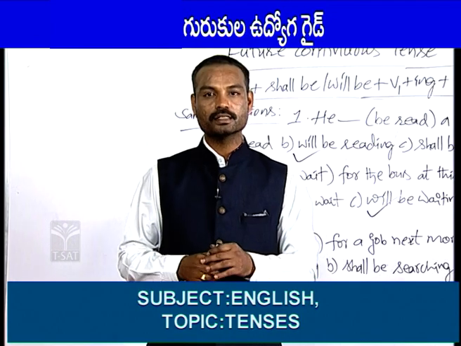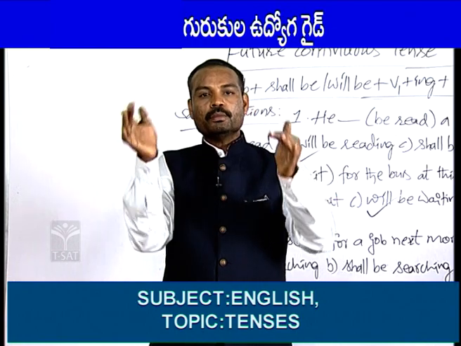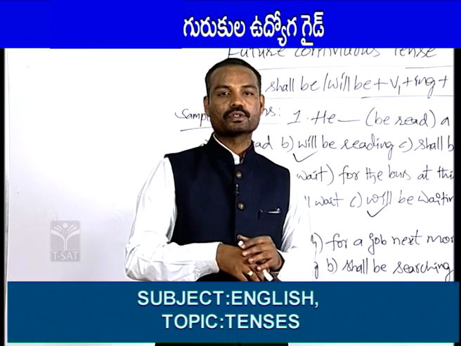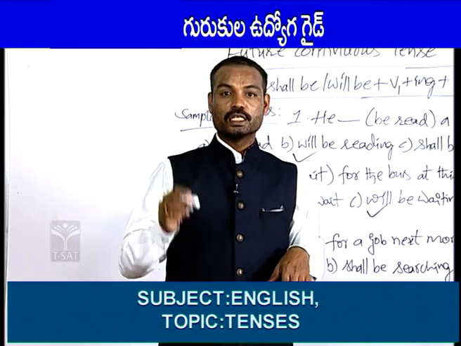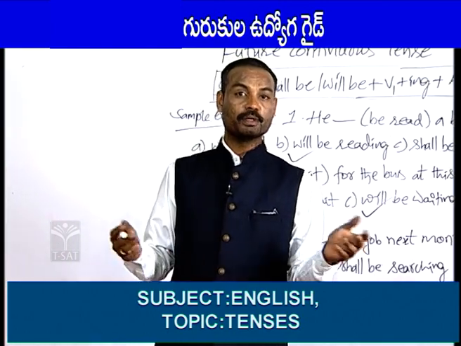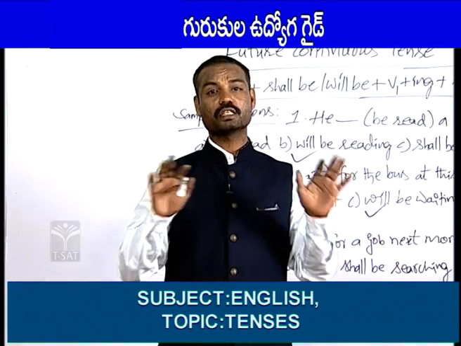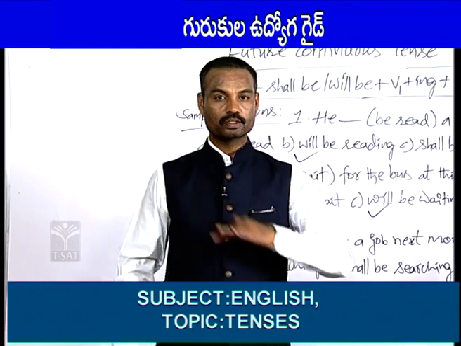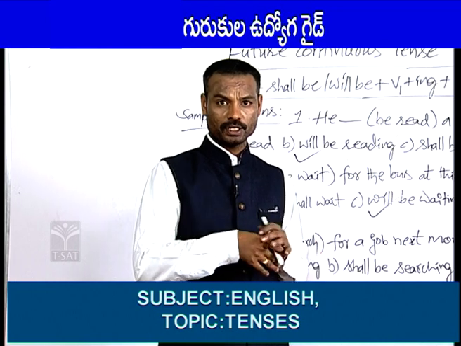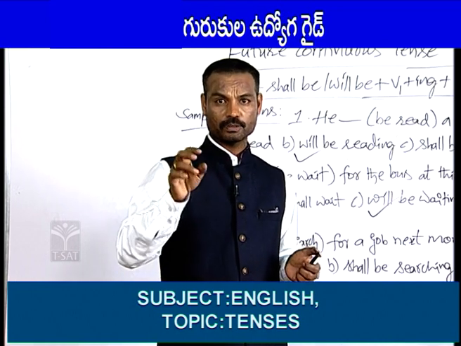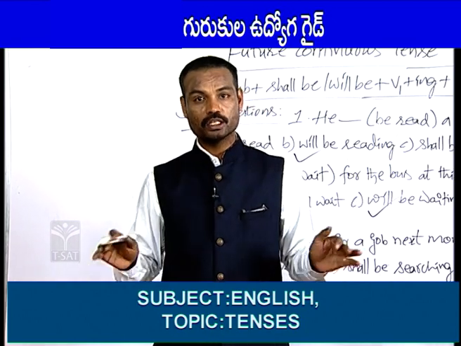Next, future continuous tense. It is used to indicate an action which will be going on at some time in the future. So will be should be used. For example, I will be waiting for the train at this time tomorrow. They will be writing an exam. She will be asking doubts. My friends will be playing volleyball. My grandfather will be reading the newspaper at this time tomorrow. These are the examples of future continuous. So like this, in today's class we have completed simple past, past continuous, past perfect, simple future and future continuous. Almost 5 tenses have been finished in today's class.